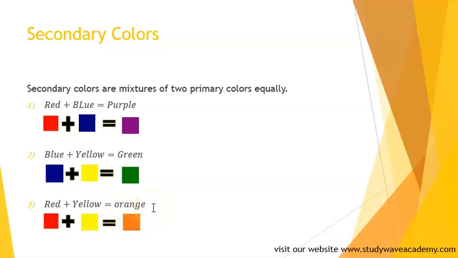Okay, good. So we are to practice this, mixing different colors together, and you will confirm that if you mix red and blue, it will give you purple. If you mix blue and yellow together, it will give you green. And if you mix red and yellow together, you will get orange.